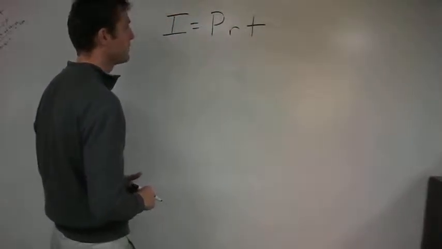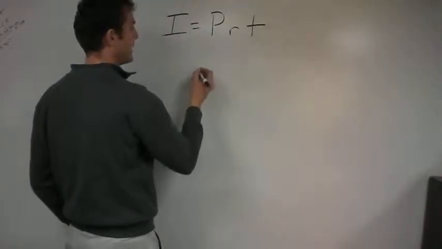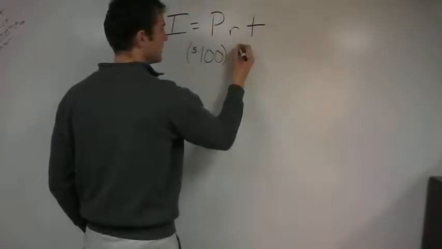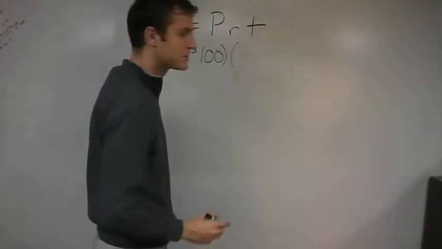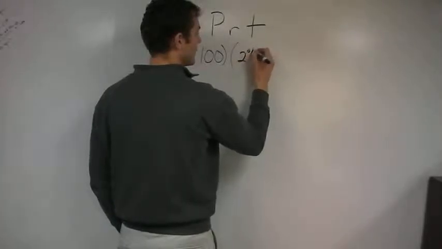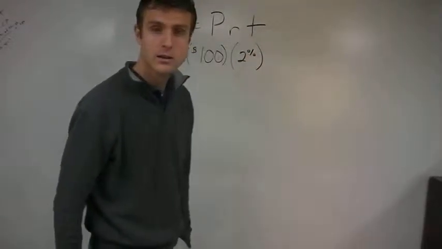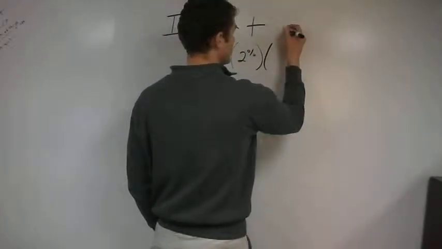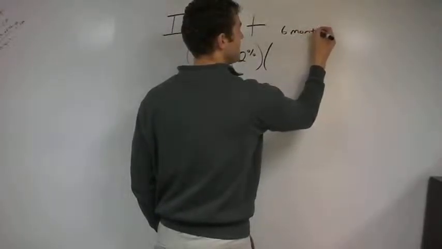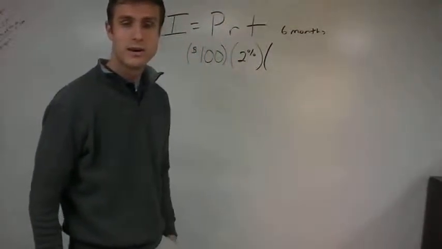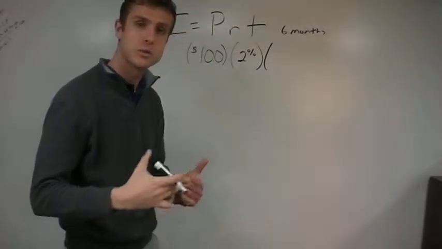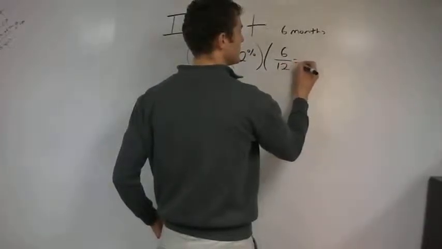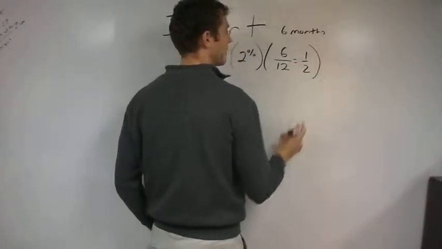So, let's say for example, I have $100 that I want to put in the bank. That's going to be my principal. Let's say that the bank offers me a rate of 2%, and I'm going to leave it in the bank for 6 months. Now remember, since I have 6 months, my time must be in years. So anytime I have a month, I'm going to put it over 12 to make it a fraction of a year. So it'll be 6 over 12, which would reduce to 1/2 or 0.5.